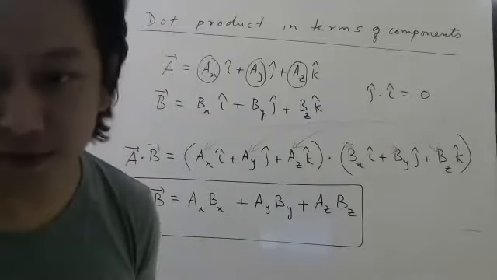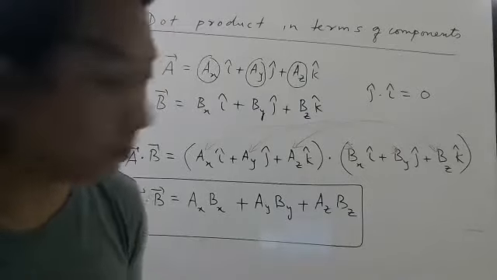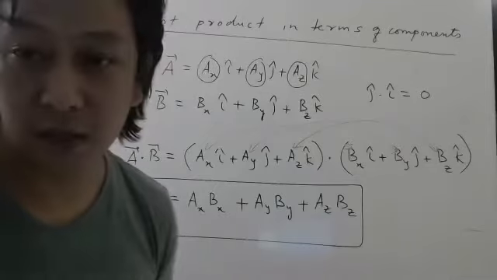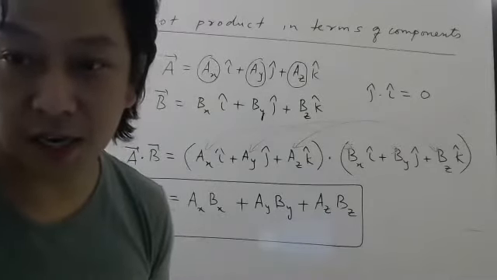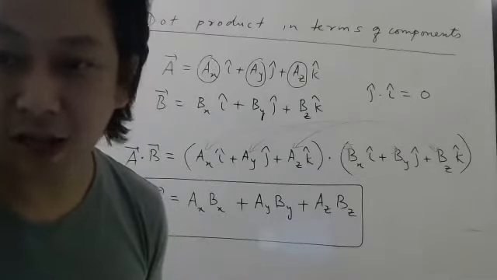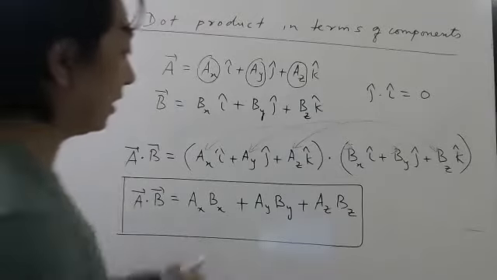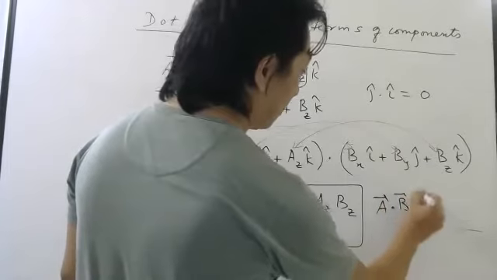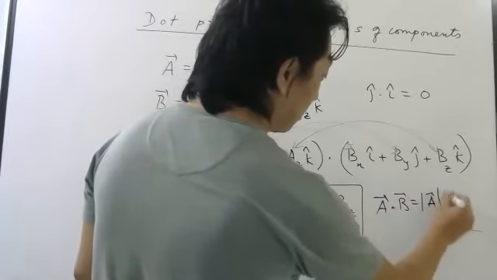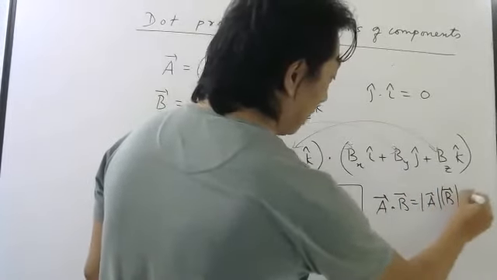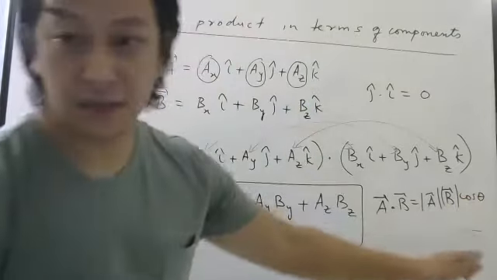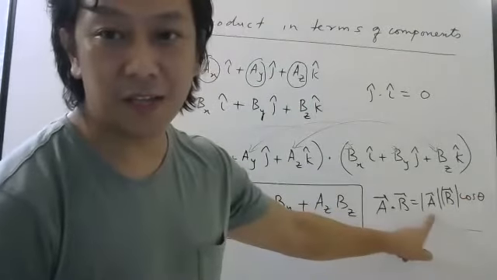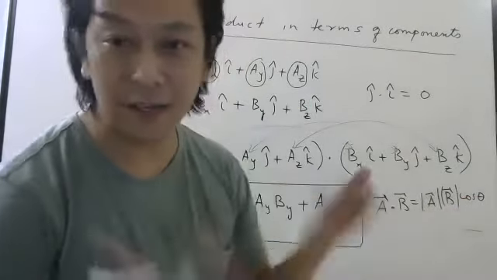They may ask you, cos theta is missing. Which cos theta? I'm not using this definition, I'm not writing this definition. This is magnitude of A bar, this is magnitude of B bar. I did not do like that.